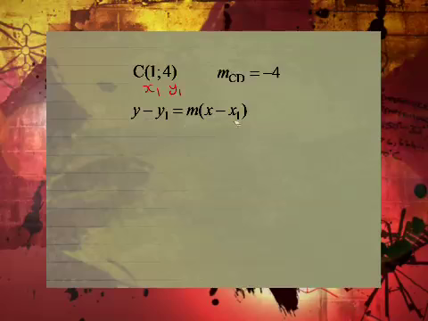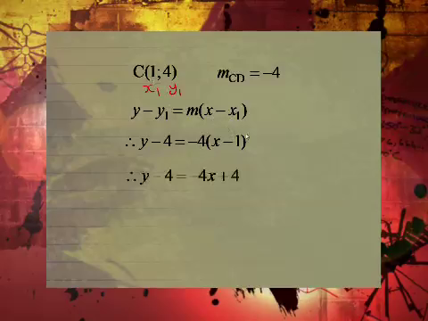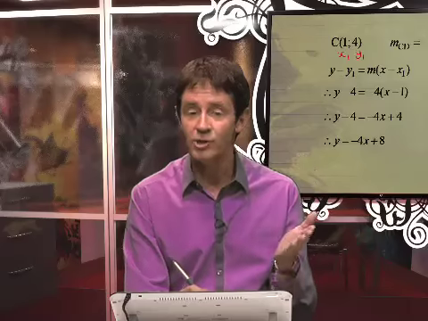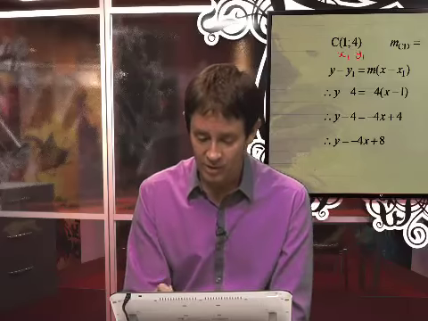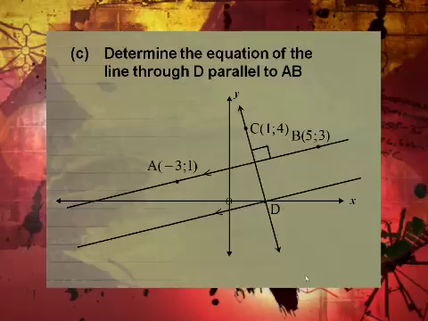Okay, now let's see what we get. So you say y - 4 is equal to m, which is -4, times (x - 1). All you do is multiply out and bring that across, and you have y = -4x + 8. And that's the equation of the line that you want. Okay, cool. Let's have a look at this one now.